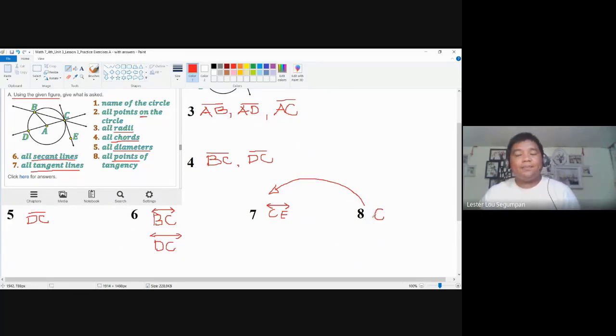The second practice exercise, which would be our last on the same given figure, would be the other terms associated with a circle, which are in the form of angles and arcs. So please stay tuned with that.